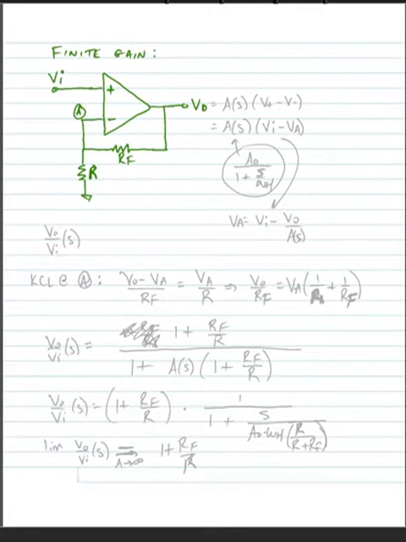Now, since we have a finite gain amplifier, we know that our output voltage is equal to A of S times the V plus terminal minus the V minus terminal. In other words, A of S, in this case, times VI minus VA. And A of S, we know, is an op-amp with finite gain, so it has a finite DC gain and one pole frequency.